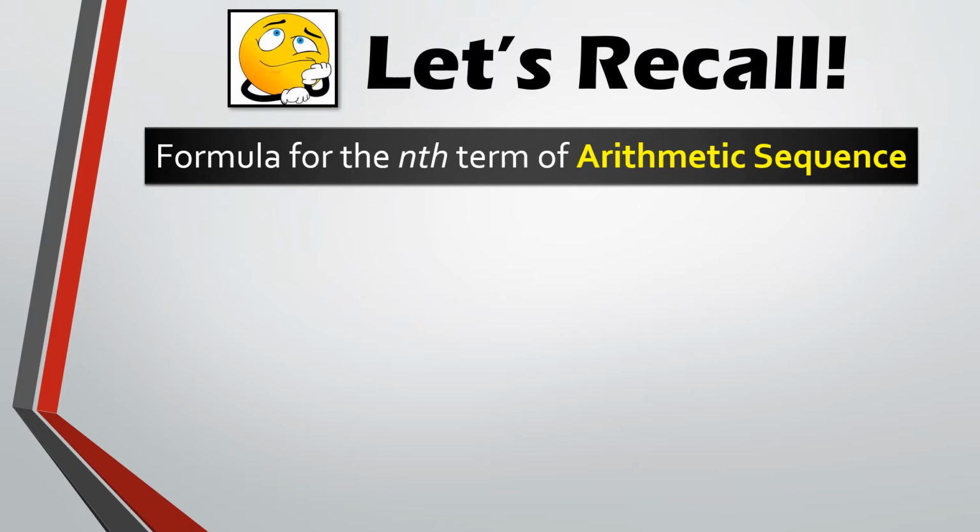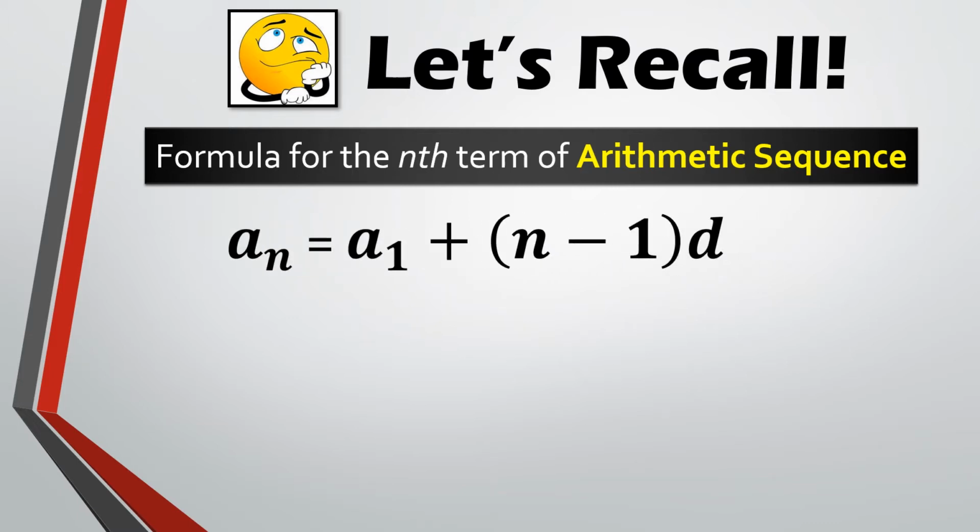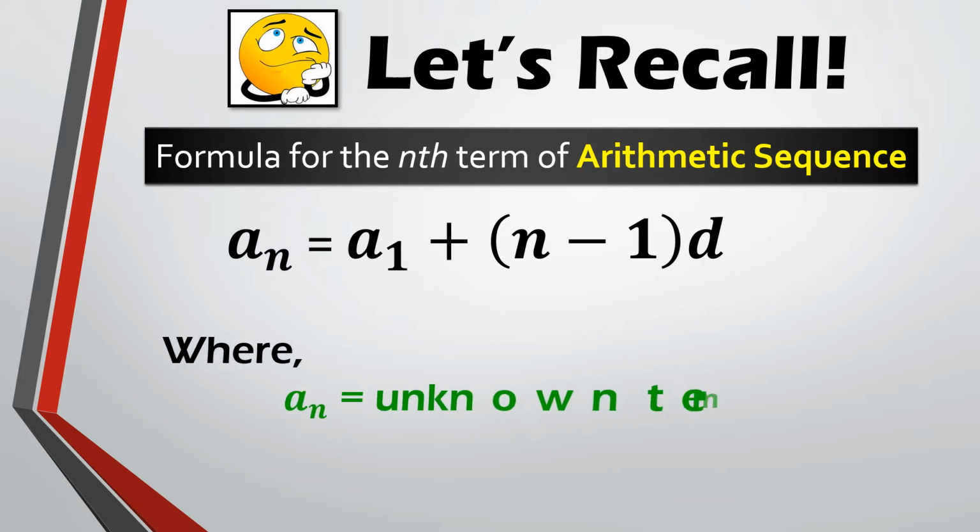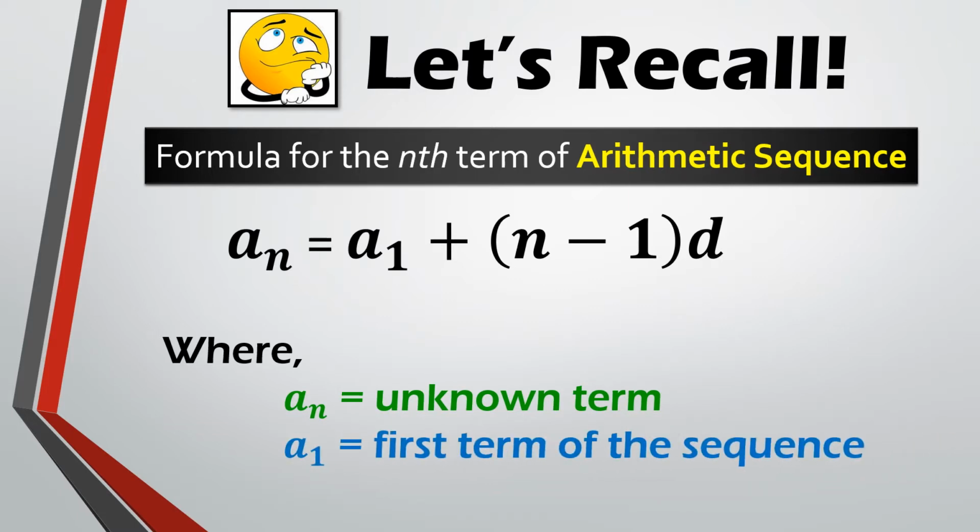The formula for the nth term of arithmetic sequence is a sub n equals a sub 1 plus the quantity n minus 1 times d, where a sub n is our unknown term or the nth term, a sub 1 is the first term of the sequence, and d is the common difference.